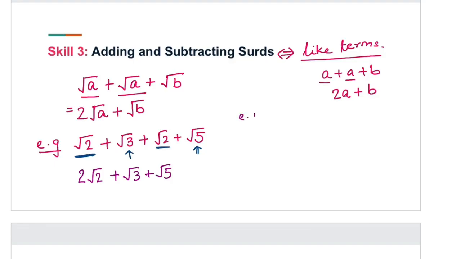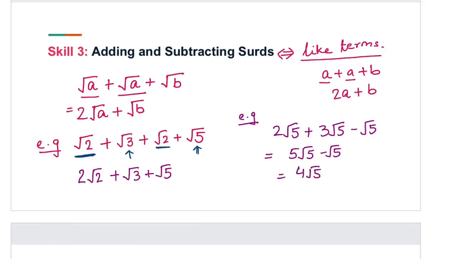So let us suppose we have 2 root 5 plus 3 root 5 minus root 5. Let us suppose we have to simplify this. So first thing we will see, all the terms have root 5, so that means we can solve them together, or we can simplify them. So 2 plus 3 root 5s will give us 5 root 5, and then take away 1 root 5 from it will give us 4 root 5.